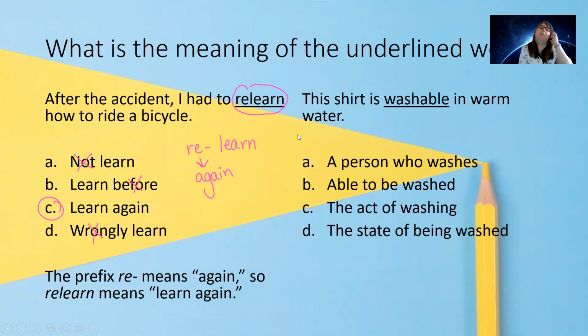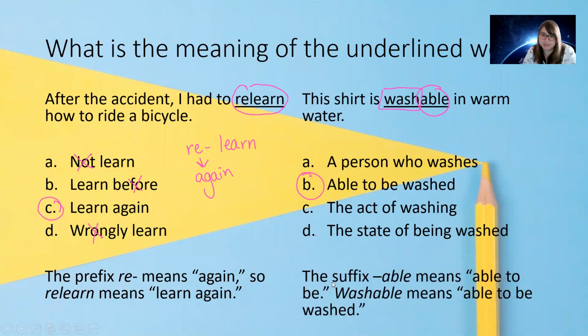All right, let's look at our second example. This shirt is washable in warm water. So just like with our first word, we want to break it down into its base word and its suffix or prefix. So washable has a base word of wash. And I see that I'm adding the suffix able. So I'm going to think, okay, what does able mean? Is it a person who washes? Does it mean able to be washed? Is it the act of washing or the state of being washed? Well, I know that able means able to be washed. So I'm going to go ahead and choose B. The suffix able means able to be. So washable means able to be washed.